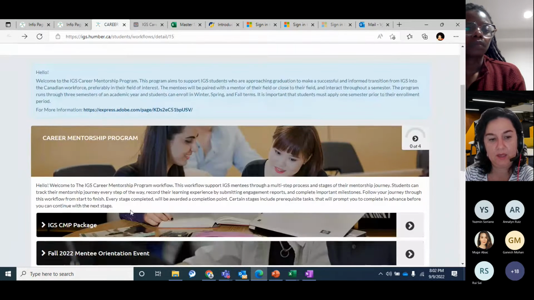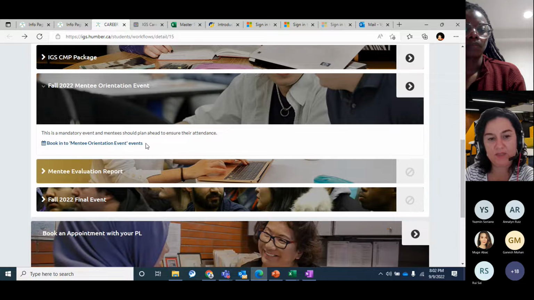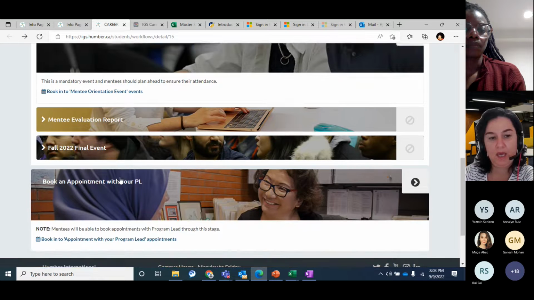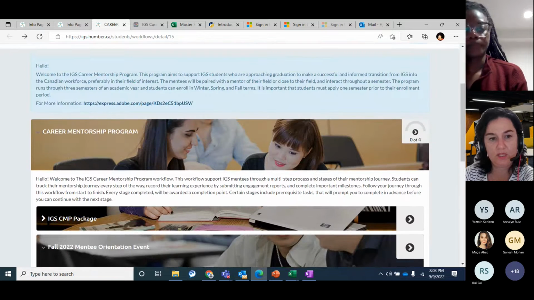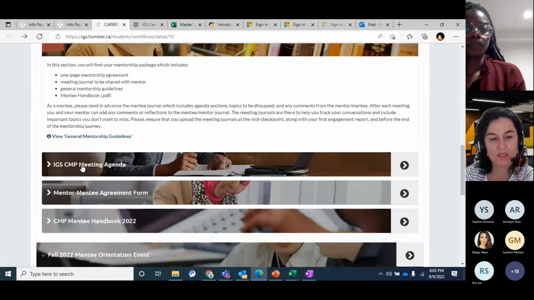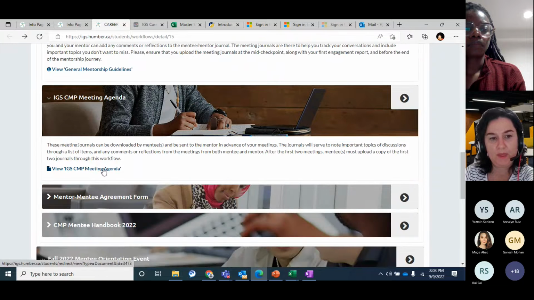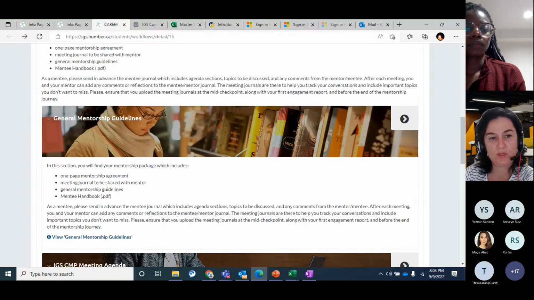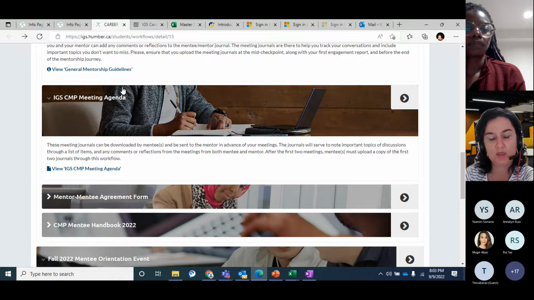If I go back, then the next one is attending the Mentee orientation event, which already took place. So you have completed this step. And the next one is the career mentorship meeting agenda, which comes next to the general mentorship guidelines. So it's a multi-stage process of the mentorship journey.